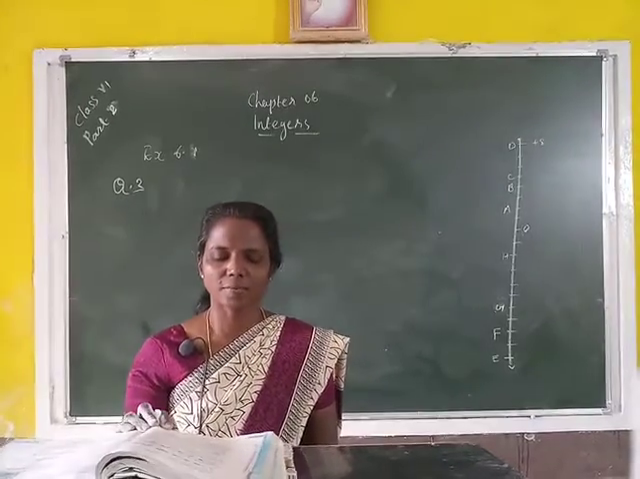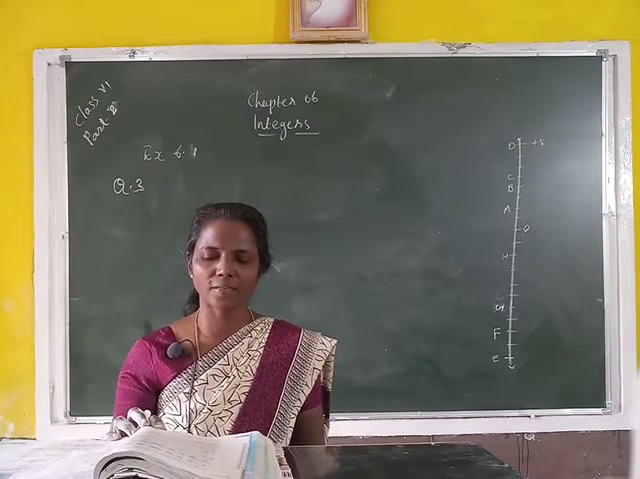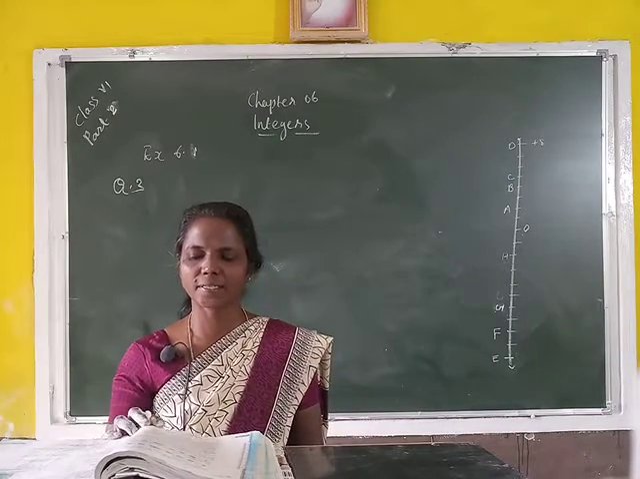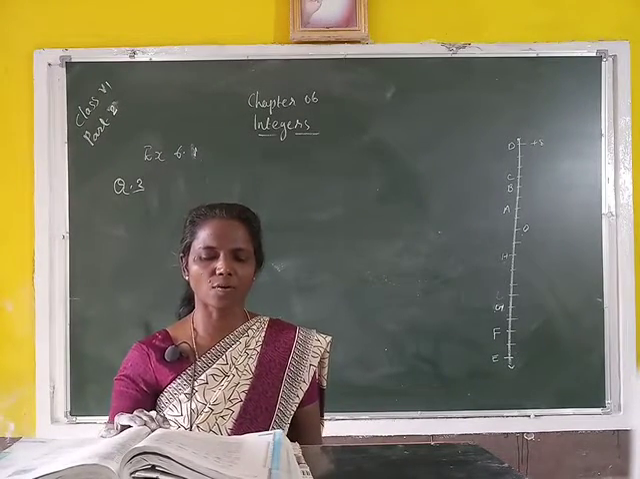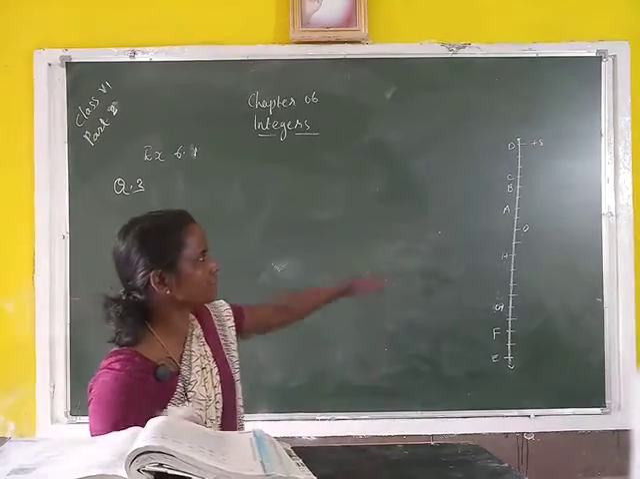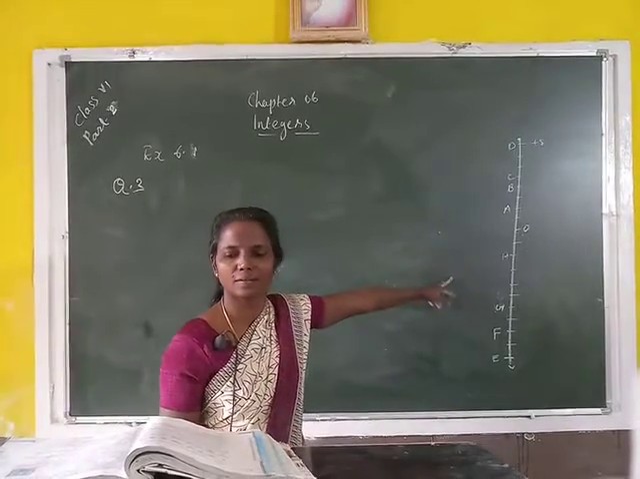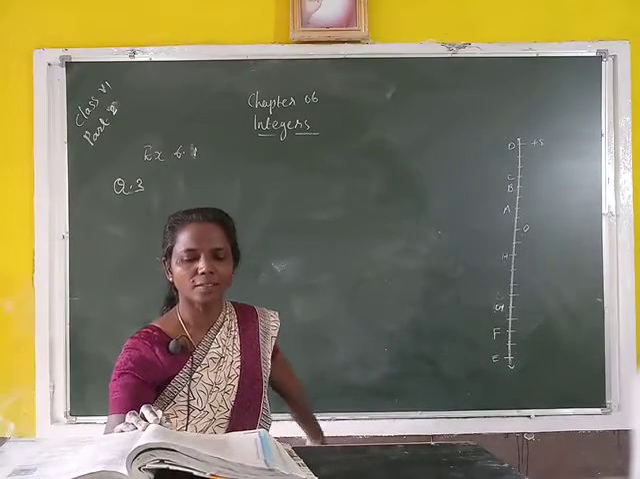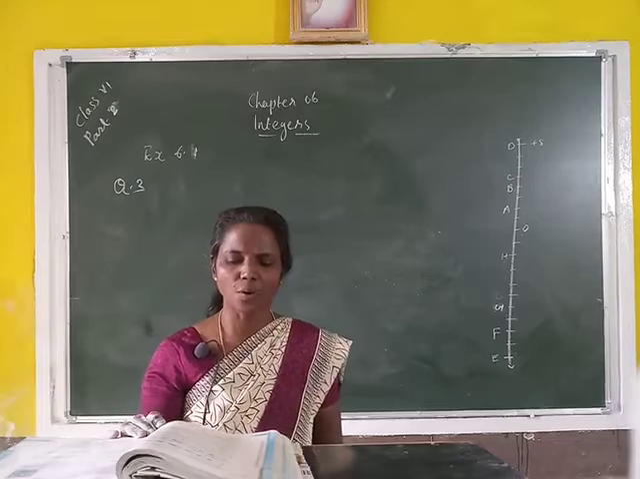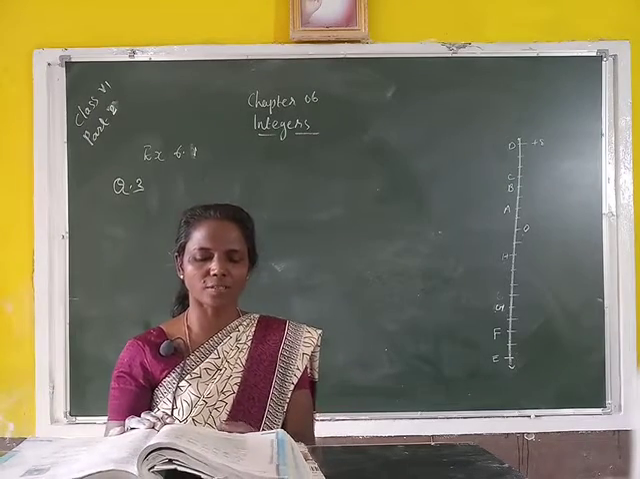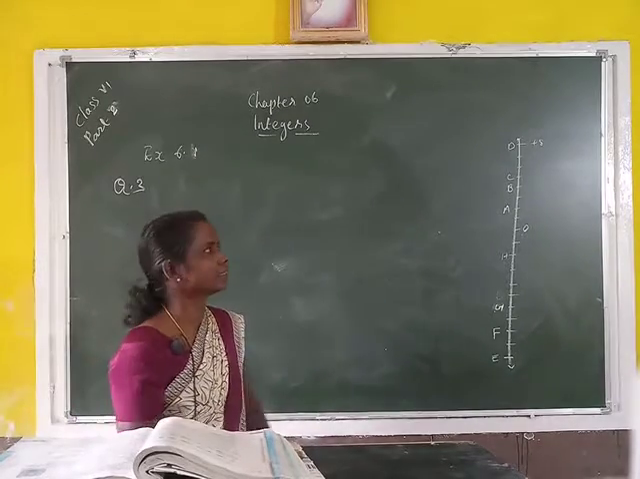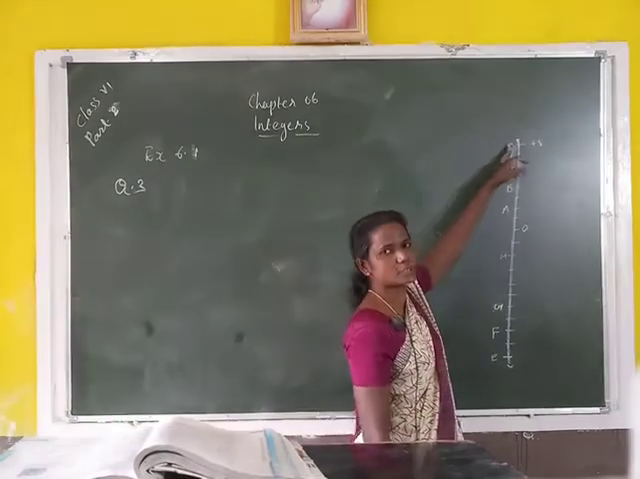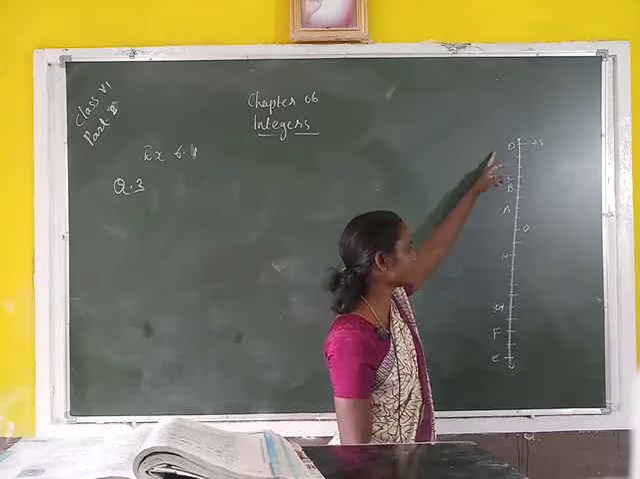Next question number 4. Adjacent figure is a vertical number line representing integers. Observe it and locate the following points. There is a number line. Okay, then here is the first question: if point D is positive 8, then which point is negative 8? Here point D is positive 8 and which point is negative 8?